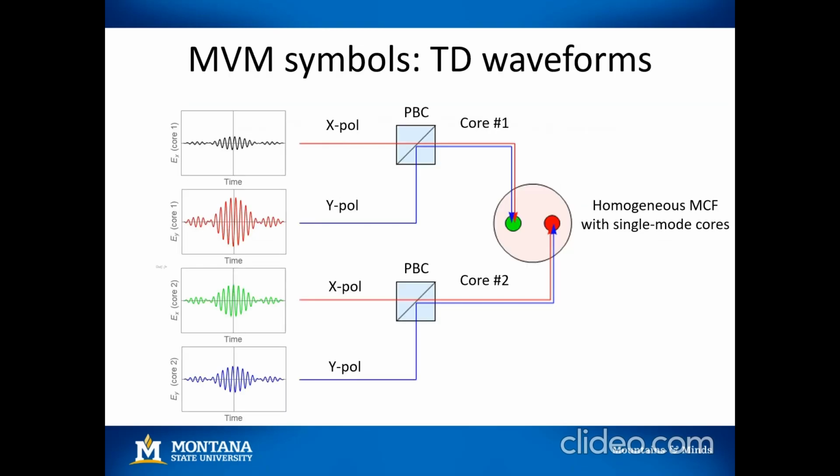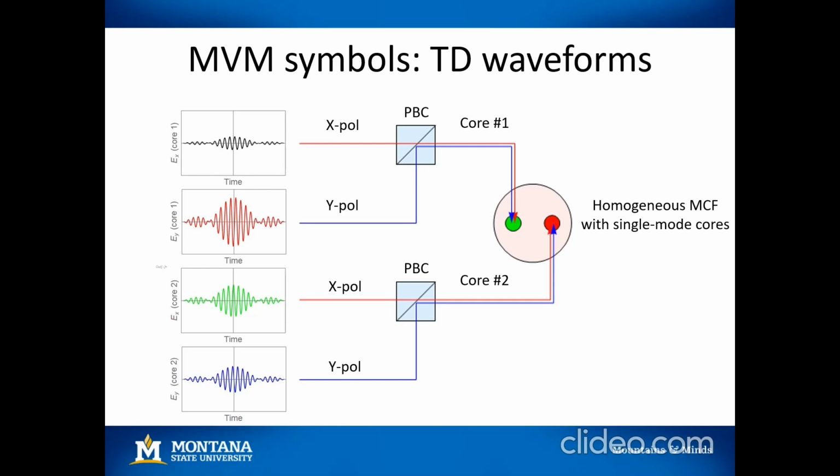Moving to the introduction of my talk, I have here a slide that explains the operating principle of mode vector modulation. Let's assume that we have an ideal homogeneous multi-core fiber with single-mode cores. This fiber has 4 degrees of freedom, the x and y polarizations of each core. The mode vector modulation consists in launching the same pulse, but with different amplitudes and different carrier phases at all the spatial degrees of freedom.